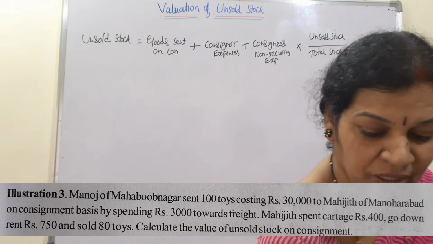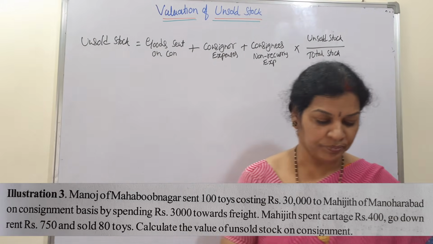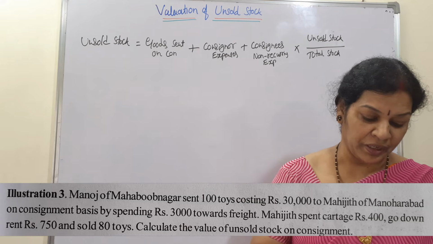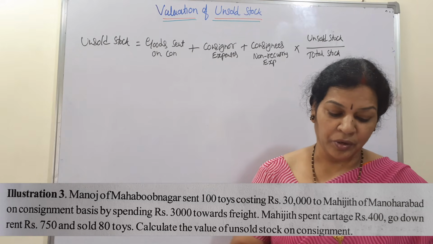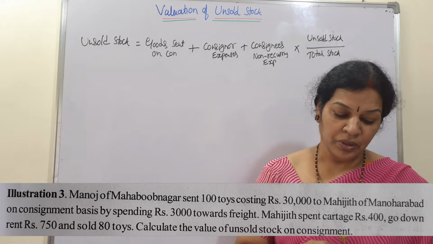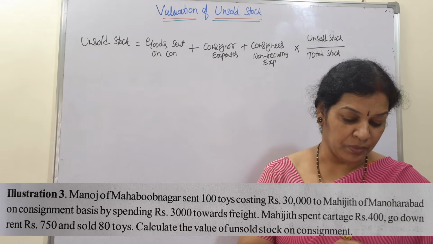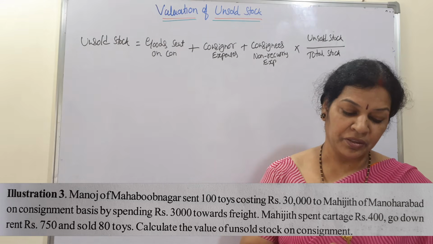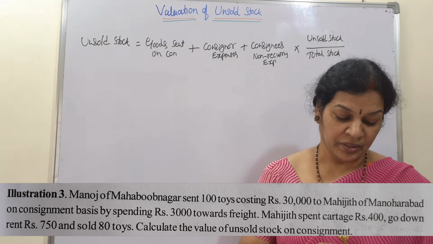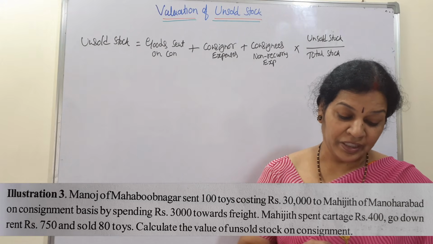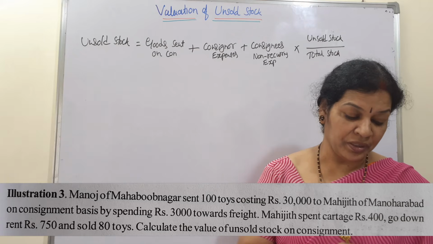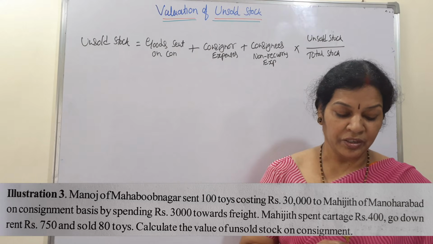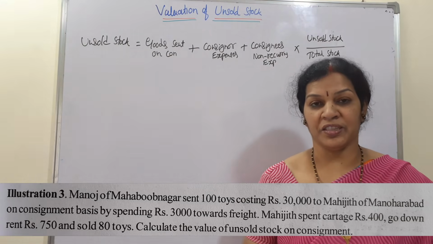Now see the desktop, the problem is given to you. Manoj of Mahbub Nagar sent 100 toys costing 30,000 to Mahijit of Manoharabad on consignment basis and spent 3,000 rupees towards freight. Mahijit spent cartage 400 rupees, godown rent 750 and sold 80 toys only. Calculate the value of unsold stock on consignment.